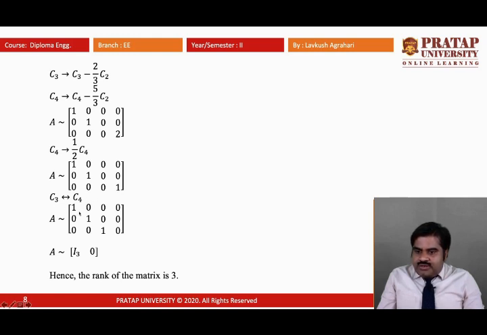By this operation, we can check that the matrix A is reduced to a matrix in such a way that it contains an identity matrix. The order of the identity matrix is 3. We can write it like this: I3, 0. By the property of the normal form of the matrix, we can say the rank of the matrix is 3.